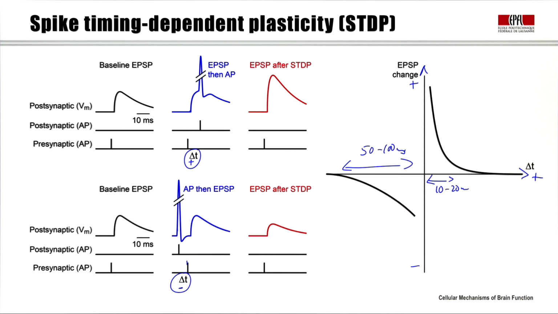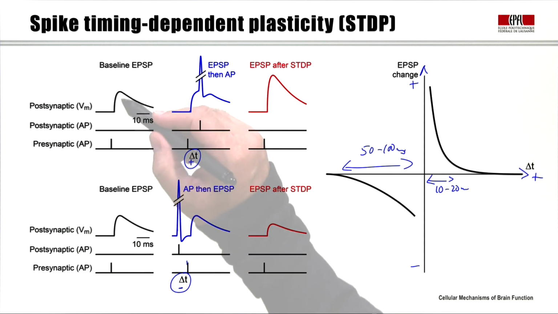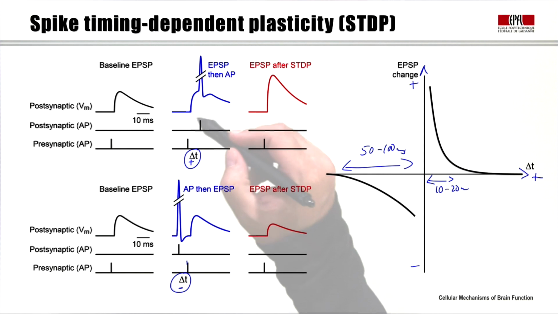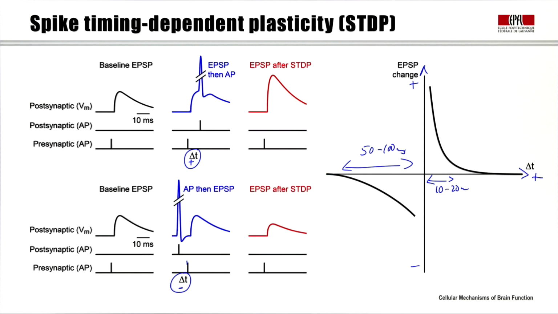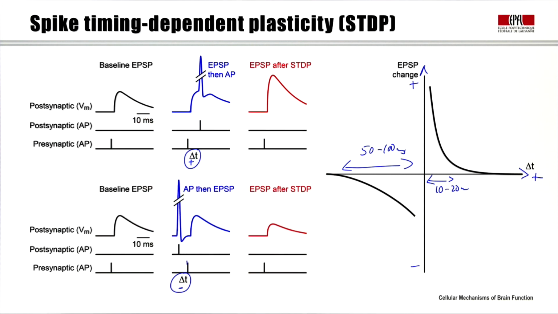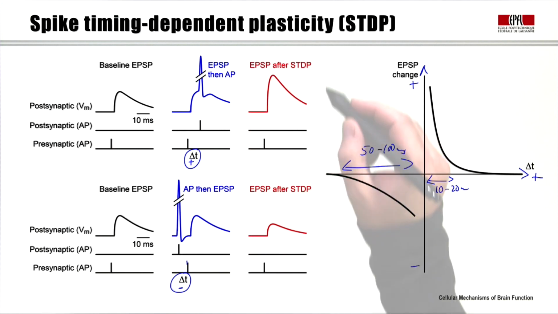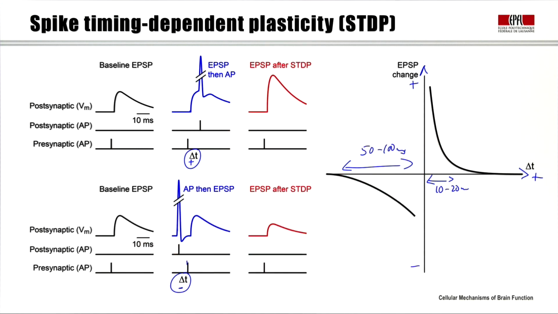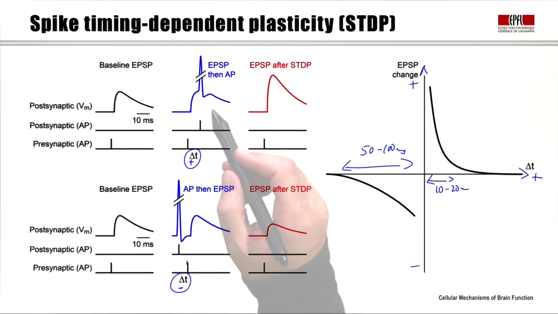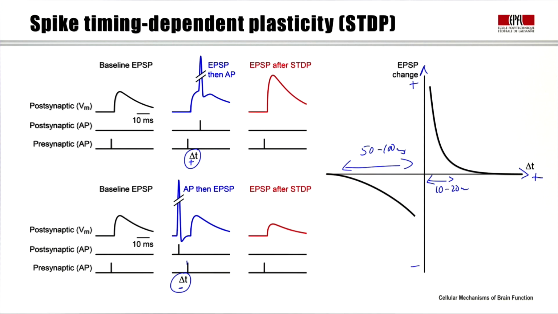And to some extent, this makes sense. This EPSP didn't just come at a random time, it came at a time where the neuron actually fired action potentials. And so one might then think that this input to the cell was useful and something that should be kept and maybe even strengthened. And that's what happens here in spike timing dependent plasticity. Apparently, useful inputs that contribute to firing the postsynaptic cell get strengthened.